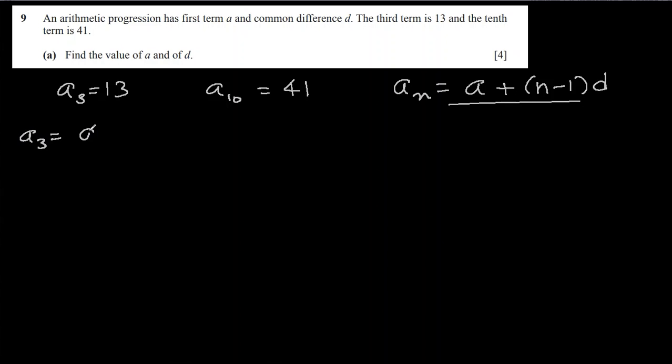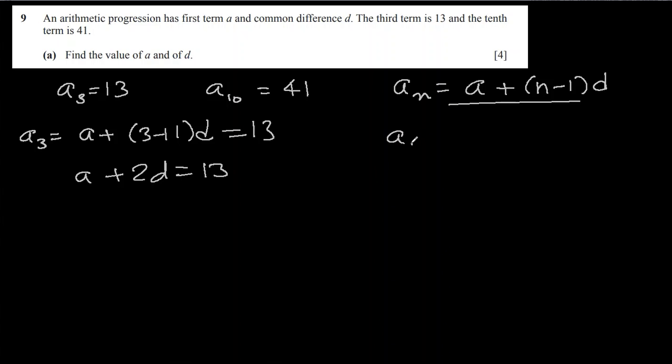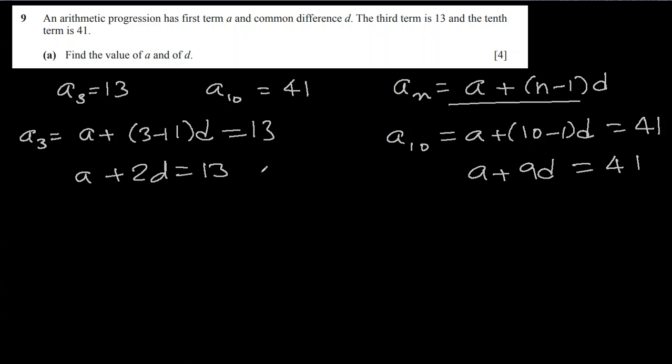So A3 will be A plus 3 minus 1 D. It is 13. So it gives us an equation A plus 2D equal to 13. Similarly, A10 will be A plus 10 minus 1 D, which is equal to 41. So A plus 9D equal to 41. So let's subtract this equation number 1 from equation number 2. I will write it under equation number 2. And let's subtract.